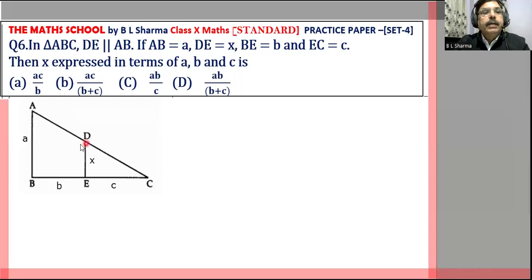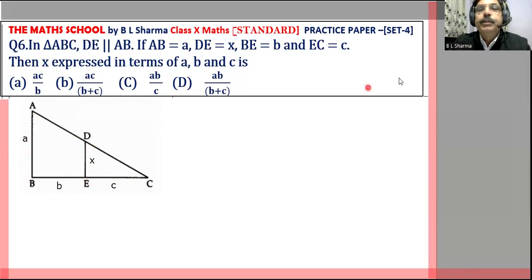In the given triangle, this AB is parallel to DE. It is given. AB is A, BE is B, CE is C, and DE is X. We have to write X in terms of A, B, and C. X का वैल्यू क्या होगा यहाँ पे?